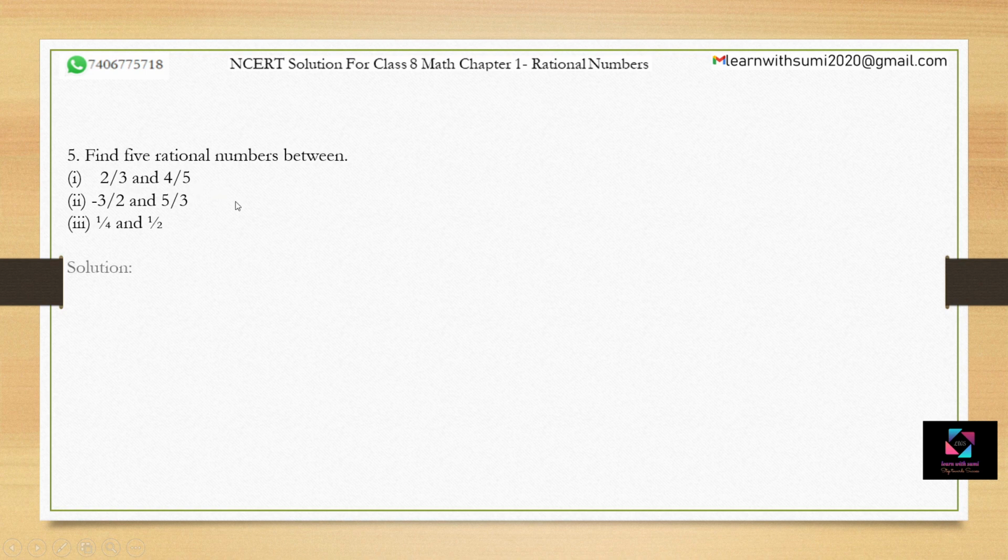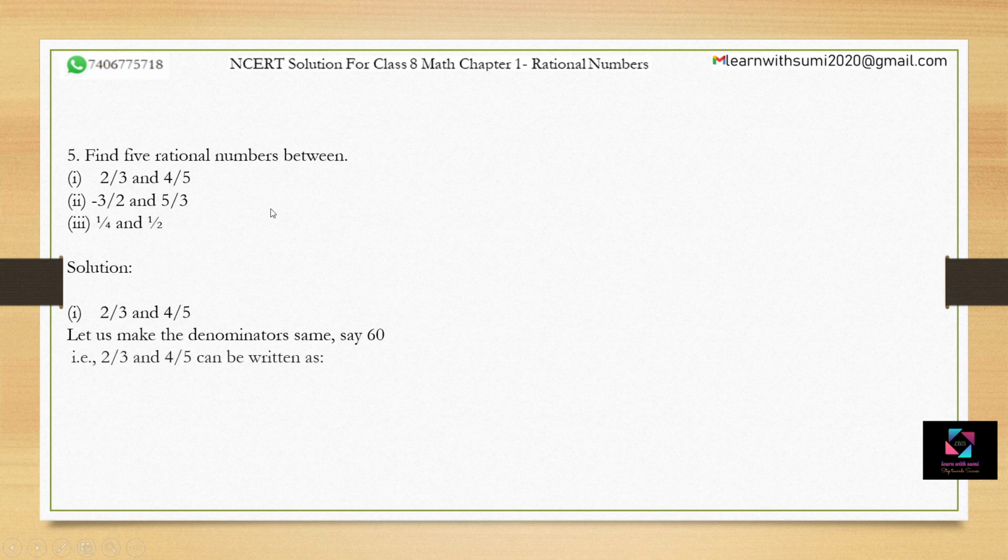So let's say we are going to make the denominator equal to 60. What is the number by which, if we multiply 3, the product will be 60? That will be 20, I guess. Yes. So if we multiply 2 by 20 and 3 by 20, we get 40 by 60, and the next number 4 by 5, if we multiply 4 by 12 and 5 by 12, we get 48 by 60.